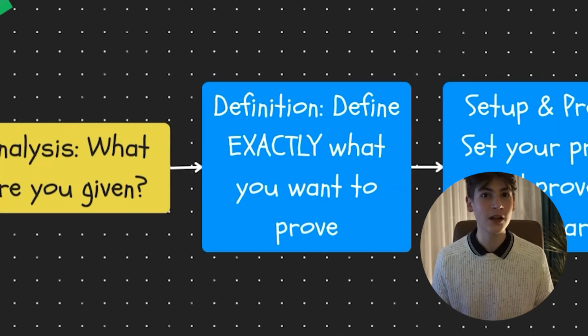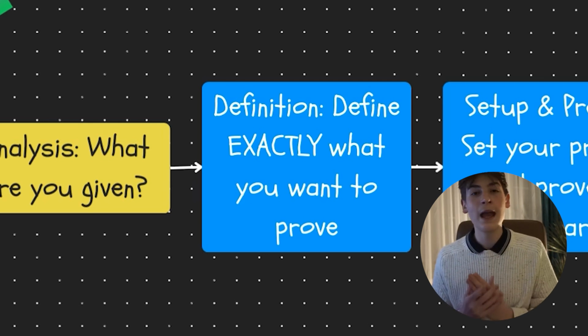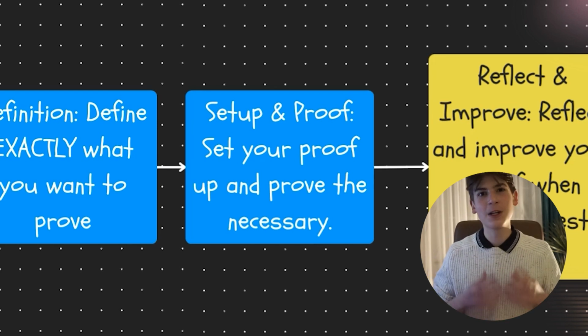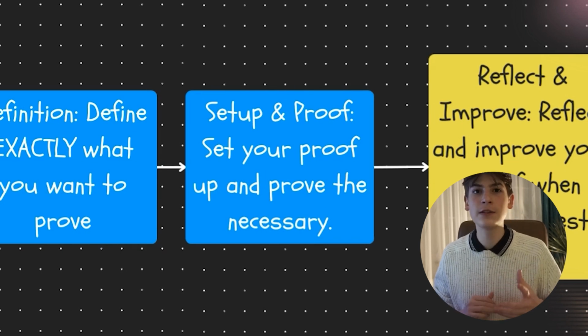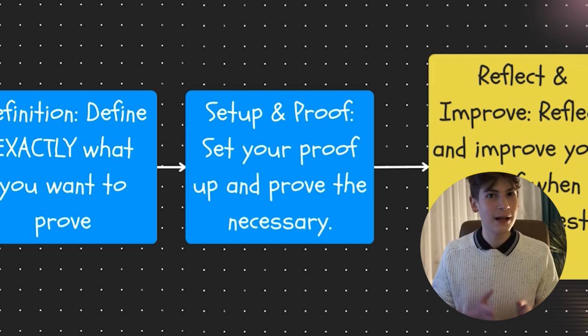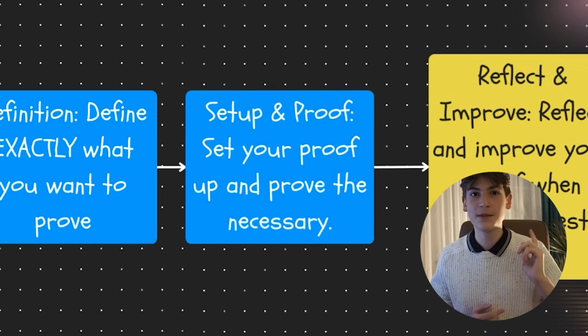2, definition. Define what you're going to prove exactly. You need to have a goal in mind and work as efficiently towards hitting that goal. 3, set up and prove. In this step, you're going to want to set up your necessities to prove something. Let's say you want to prove the Pythagorean theorem. Well, if you want to prove it geometrically, you're going to need to do a little bit more, which we're going to see in a second. That's your setup. That's what you want to do to get started. And then comes the proving, which is probably the trickiest part, but not impossible nonetheless.